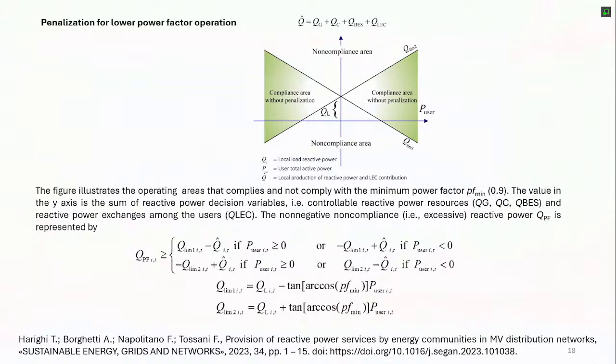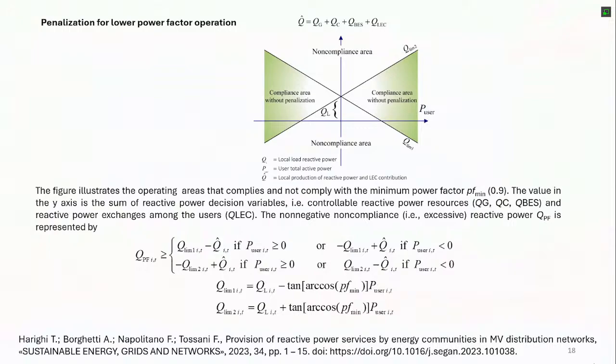In order to think about this implementation in the community, we have also allowed in the community the direct transaction of reactive power, and these are the details for the calculation of this margin for the low power factor operation. So this is the area of compliance. Originally it was green, here it is a little bit yellow, and when you are in this area, you don't pay any penalization, so it means that you are operating at a power factor above 0.9. When you exceed this area, it means that you violate the minimum low power factor, so there is a penalty from the distribution system operator.